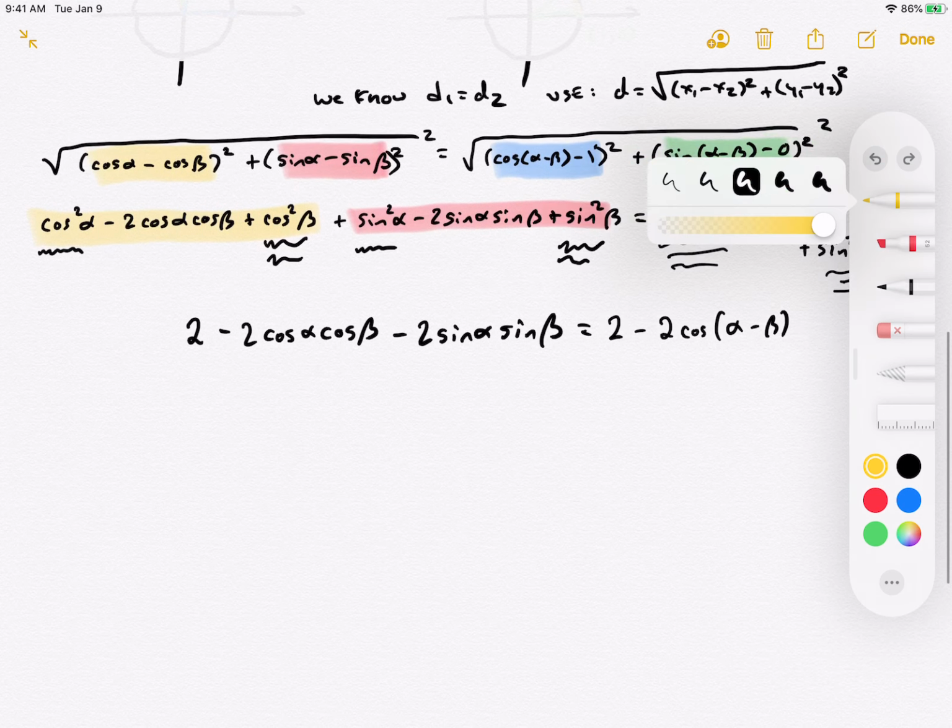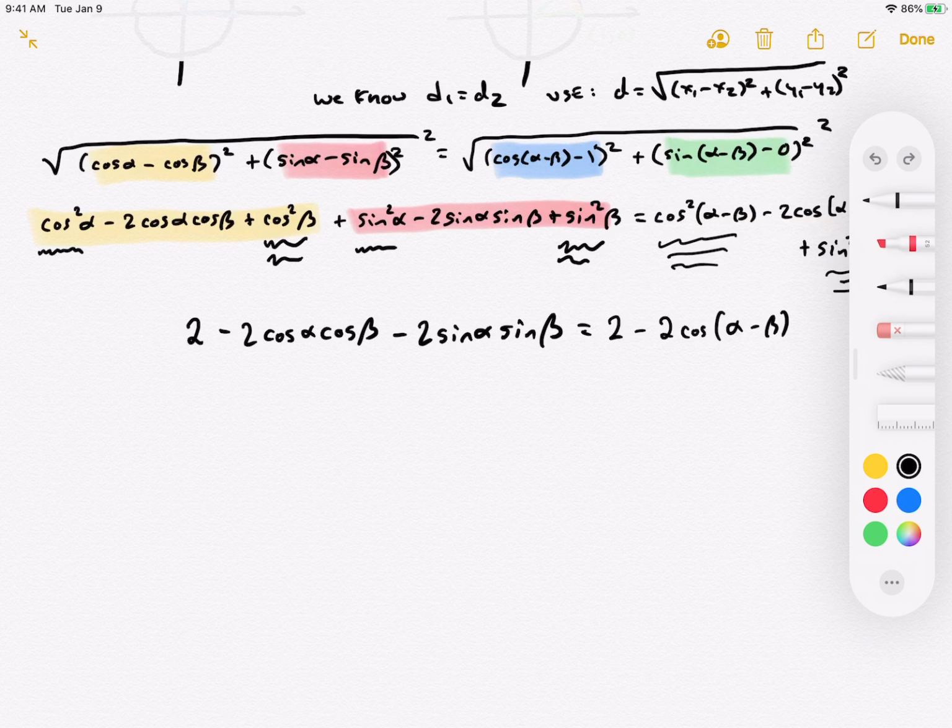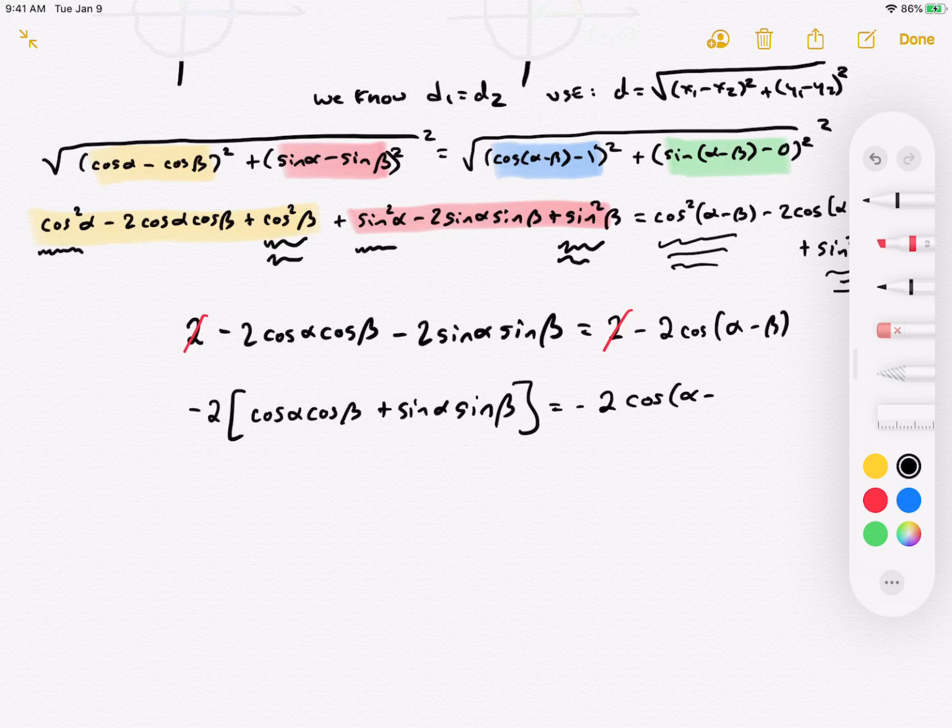What I'll do is I will subtract 2 from both sides of the equation. So I'll just cancel out these 2's here. And then I'll factor out a negative 2 on the left-hand side of the equation. I factor out that negative 2, I get cosine alpha cosine beta plus sine alpha sine beta. And on the right-hand side, I have negative 2 times cosine of alpha minus beta. Now what I'll do is I'll multiply both sides of the equation by a minus 1/2, and I'm done.